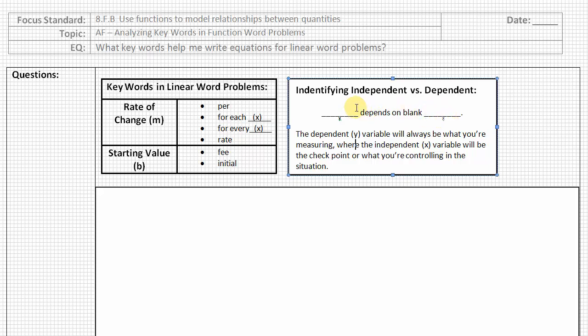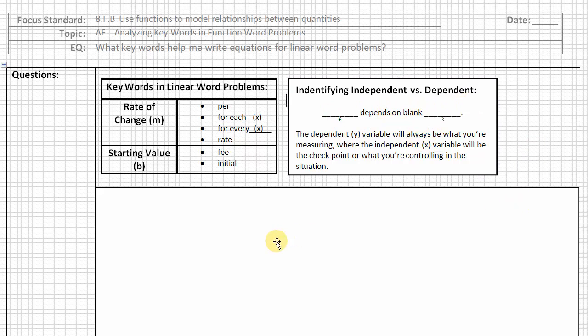So something like, the height of the tree depends on how many years it's been growing, right? So height would be the y, and years would be the x. Another way to pay attention to this is that the dependent, or y variable, will always be what you're measuring, whereas the independent, or x variable, will be the checkpoint or what we're controlling in the situation. That's a little more information and tips on how to identify the independent versus the dependent variables in linear word problems.